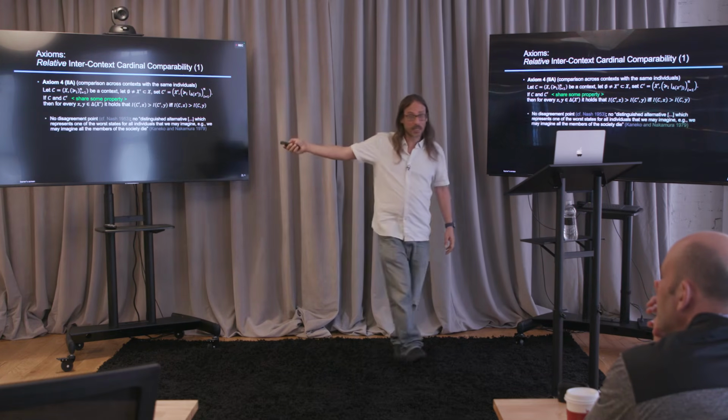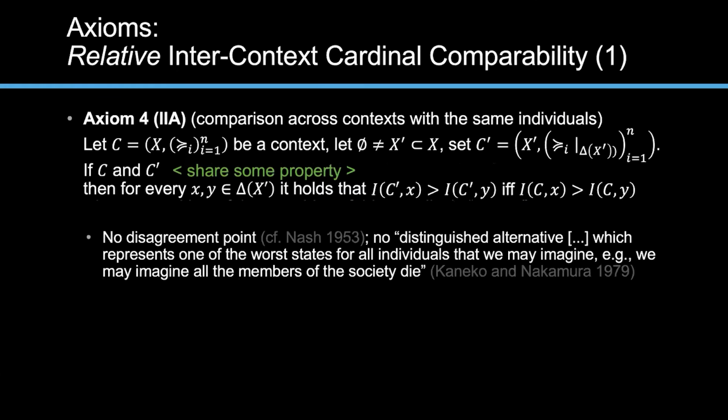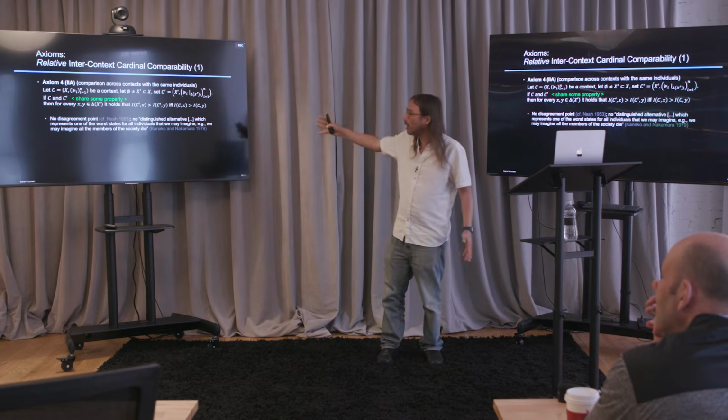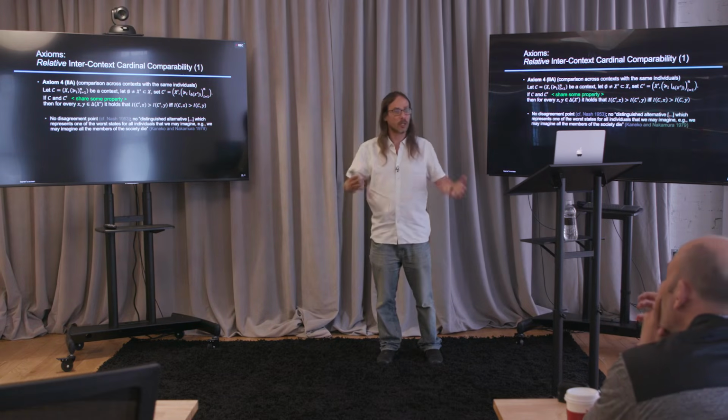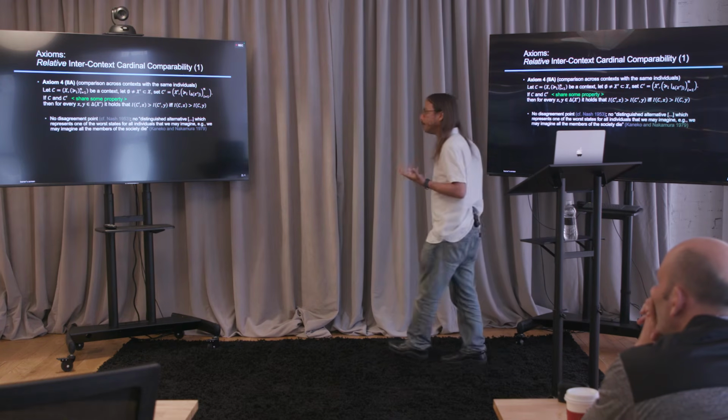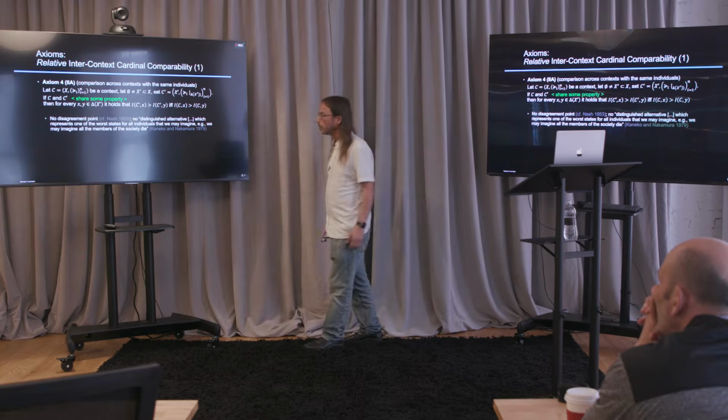We don't have any disagreement point here, unlike the bargaining literature. This is a direct quote from the paper that defines the Nash social welfare function: we don't have a distinguished alternative which represents one of the worst states for all individuals. For example, we may imagine that all members of society die. We just said we don't want to artificially have to include this kind of thing in our model. So we need to do something else here.